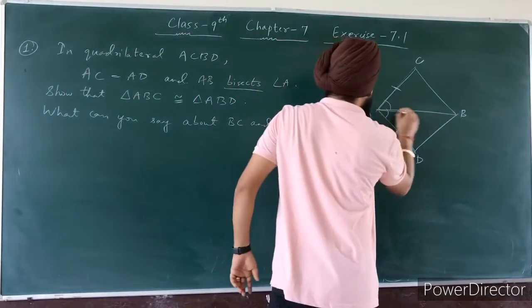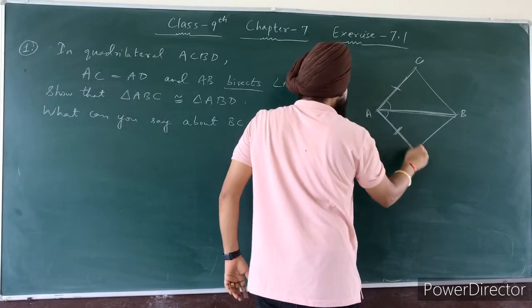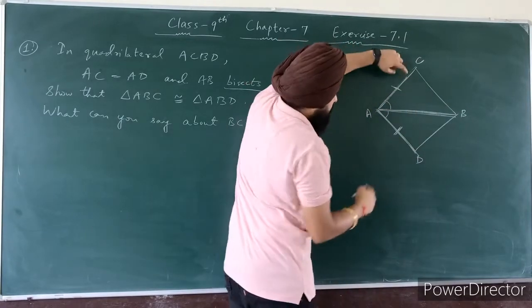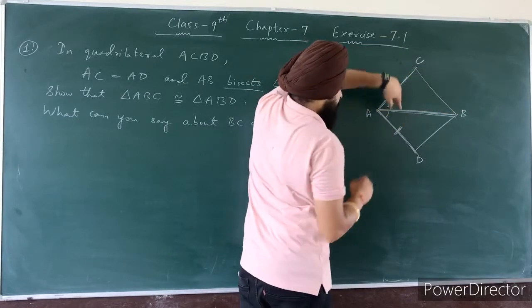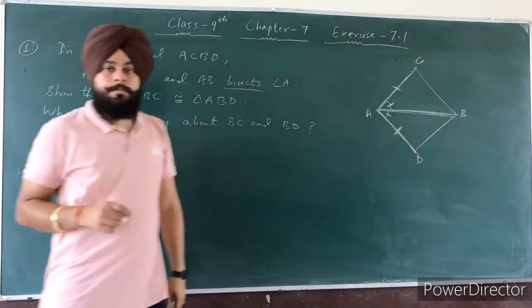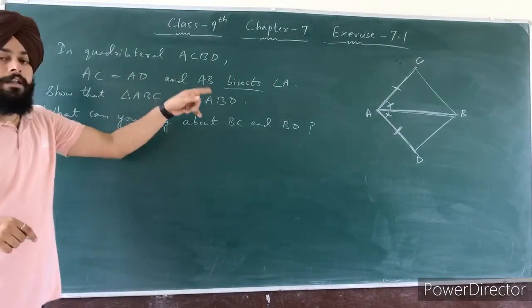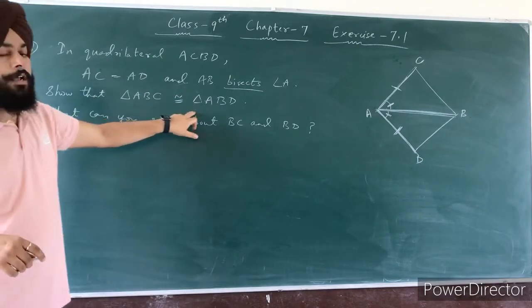So this AB side bisects the angle. Which one? This angle A. So the two parts are angle CAB, this one, and angle DAB, this one. These are also equal because AB bisects angle A. Show that triangle ABC is congruent to triangle ABD.